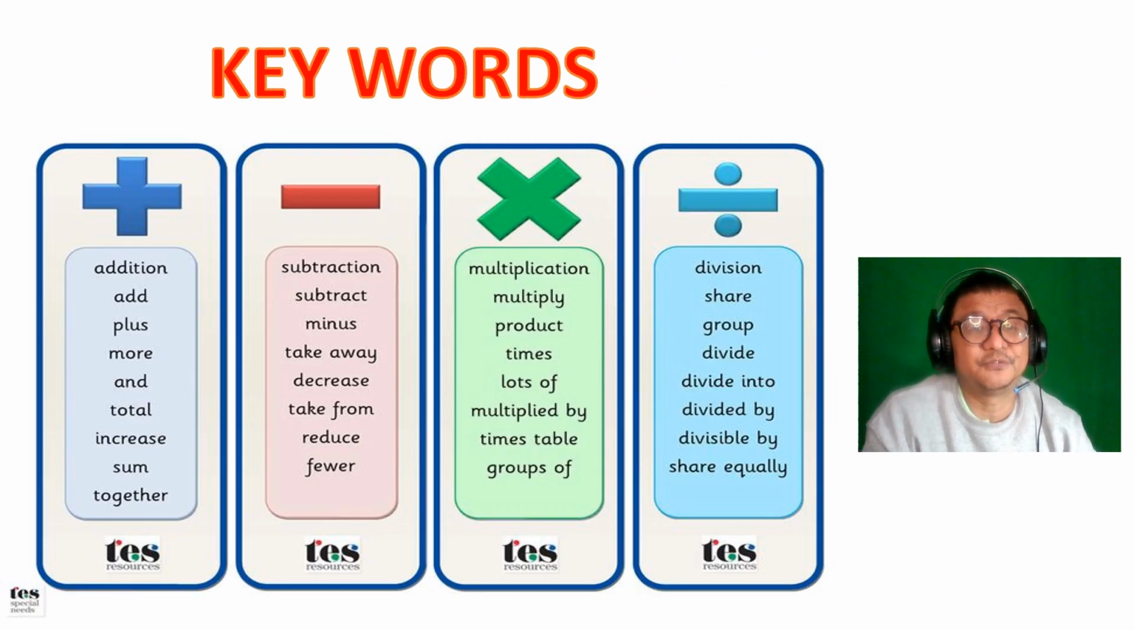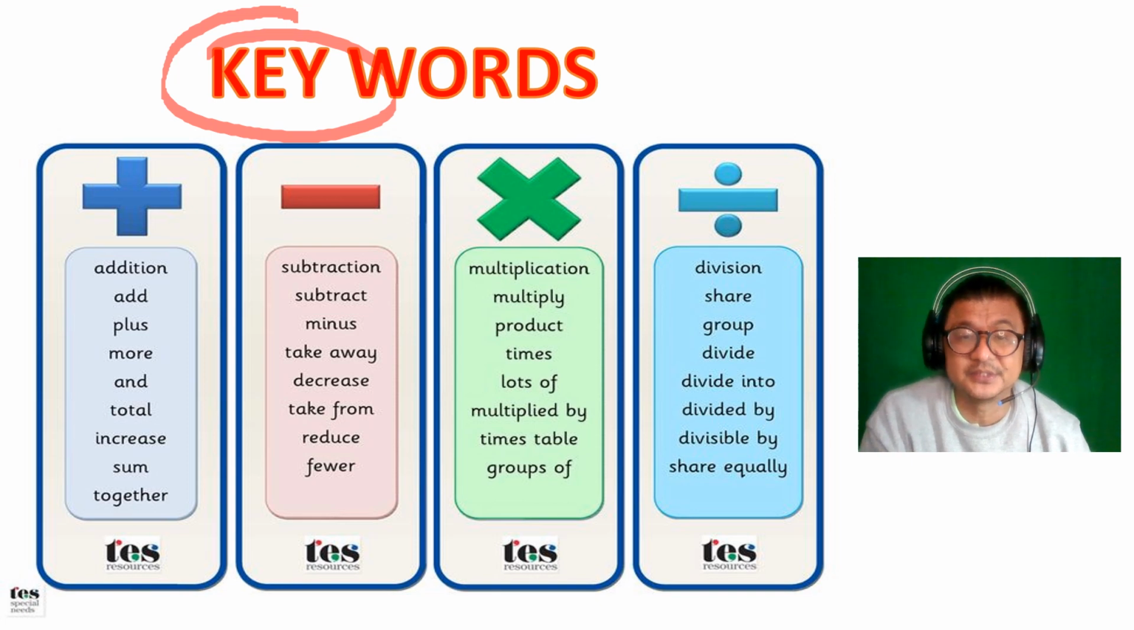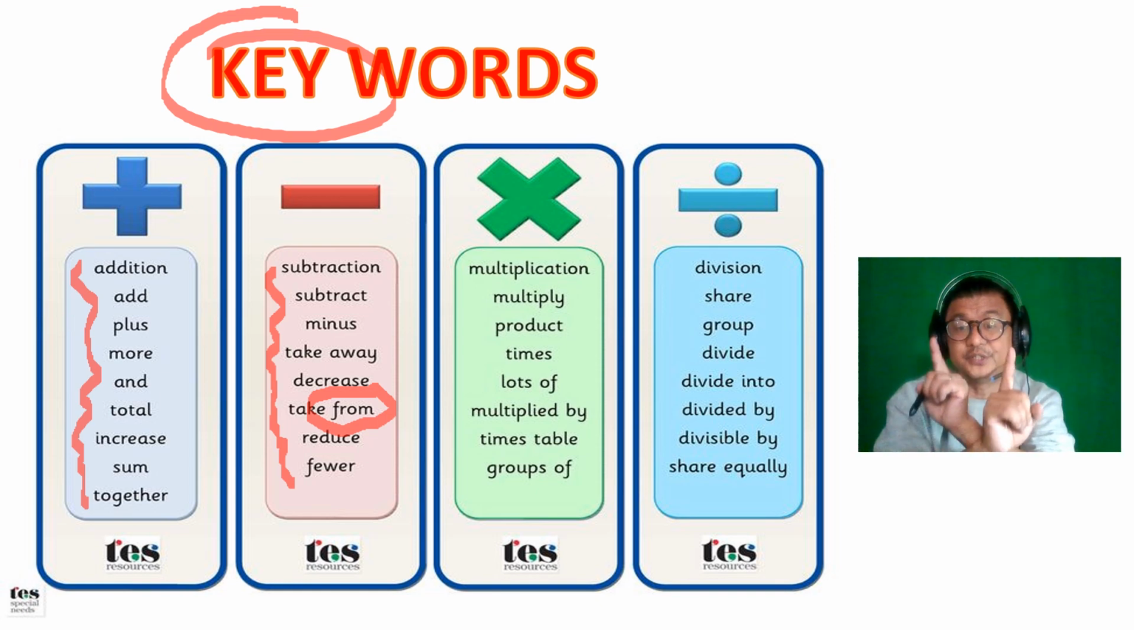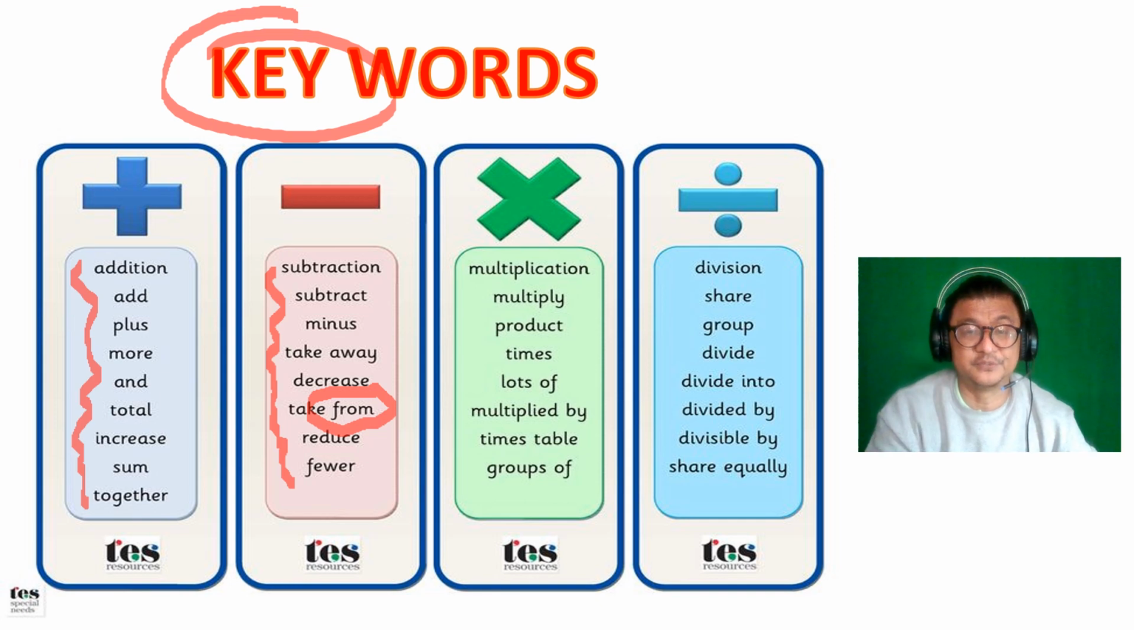So the keywords are the following, especially in identifying if it's plus, minus, multiply, or divide. Check out all these words for addition: add, plus, more, total, increase, sum, together. Subtraction: minus, take away, decrease, take from. Remember the word from. Whenever you see the word from, the order switches. Copy the numbers but switch the order of the numbers.